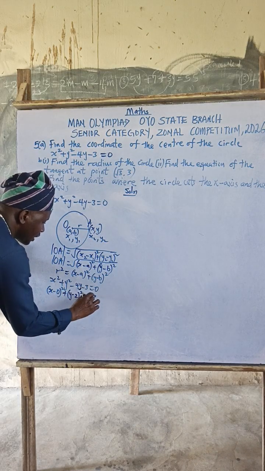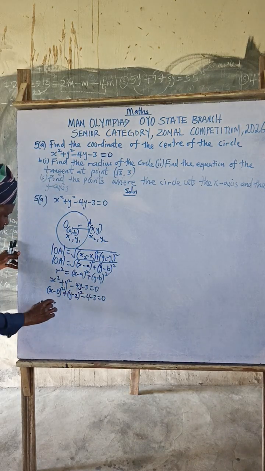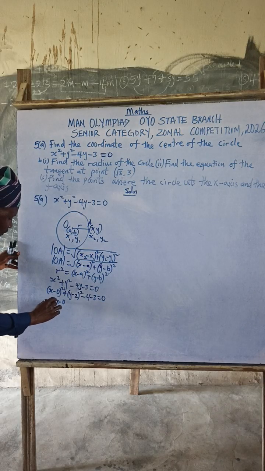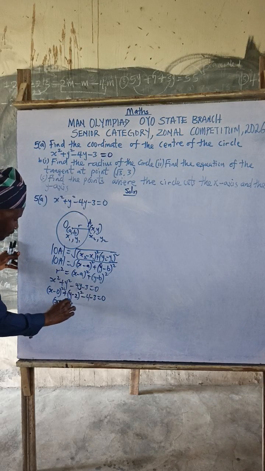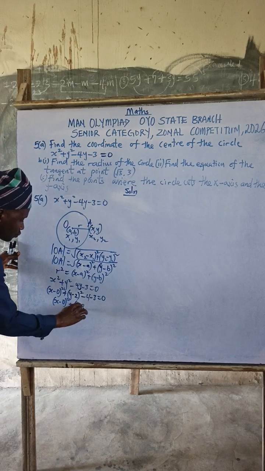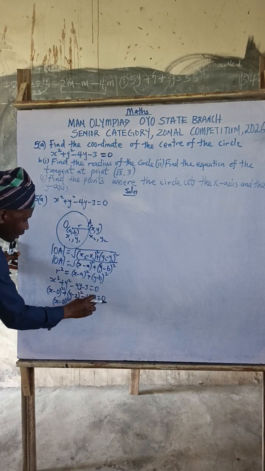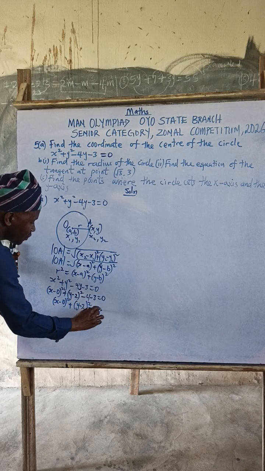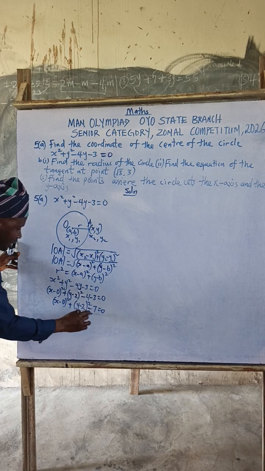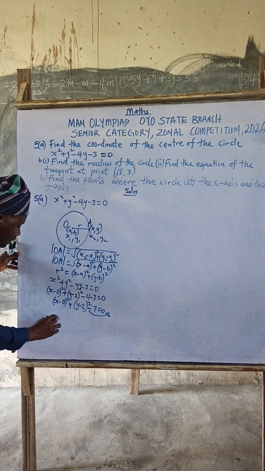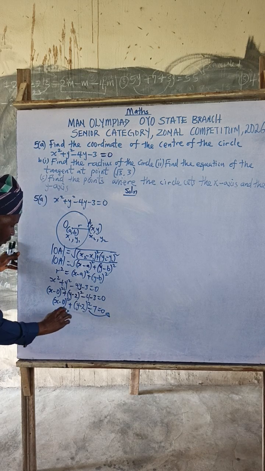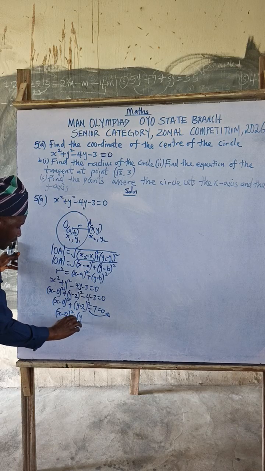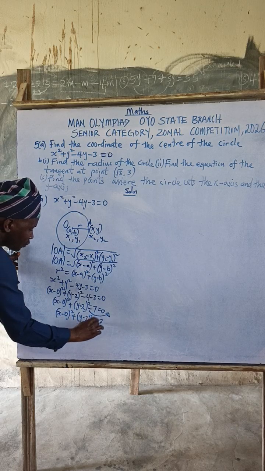Then we have minus 3 here equals 0, which implies we have x minus 0 raised to power 2 plus y minus 2 raised to power 2 minus 4 minus 3, which will be minus 7, equals 0. That implies, by taking minus 7 to the other side, we have x minus 0 raised to power 2 plus y minus 2 raised to power 2 equals 7.